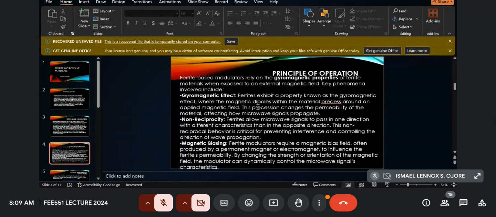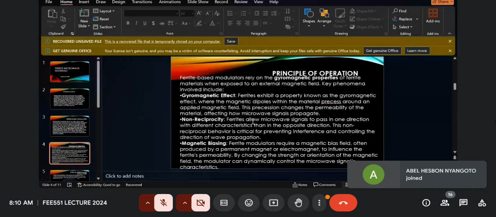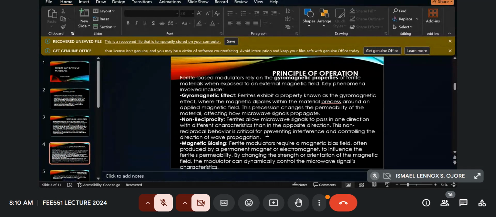The gyromagnetic effect is when ferrite, when exposed to a magnetic field, the dipoles precess around the magnetic field. So this changes the permeability of the material, affecting how microwave signals propagate. And also in the principle, you have non-reciprocity, where ferrites allow microwave to pass in one direction with different characteristics than in the opposite direction.